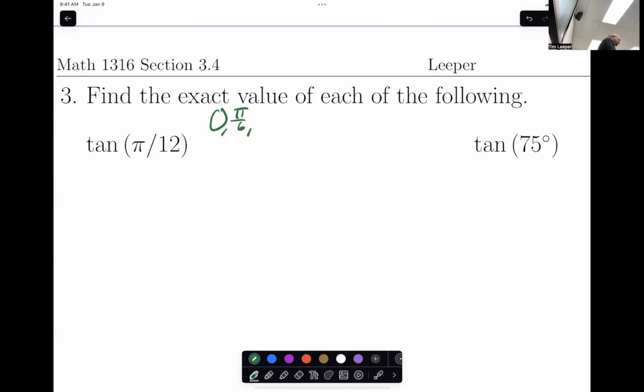Pi over 6. Then the next one. Good. The next one. Good. The next one. Pi over 2. Good. The next one. 3 pi over 2. 2 pi over 3. 3 pi over 2 is the 270 degrees. Oh, yeah. 3 pi over 4. Then 5 pi over 6. Then pi. So that's the top half of the unit circle in the special radian values.